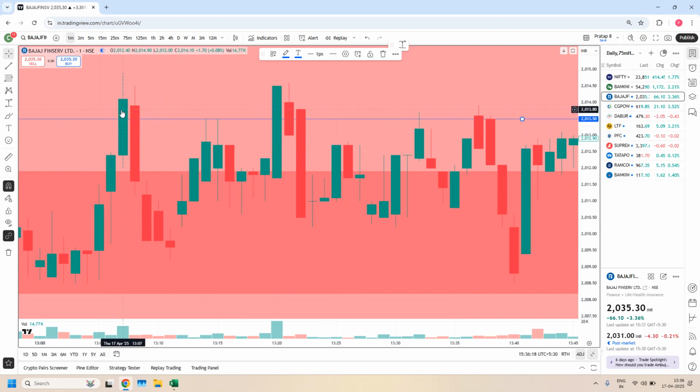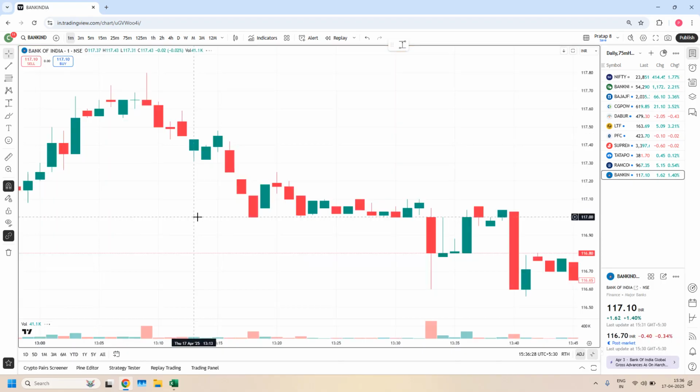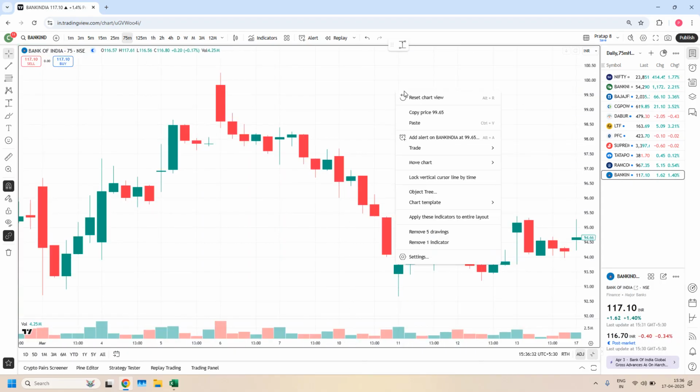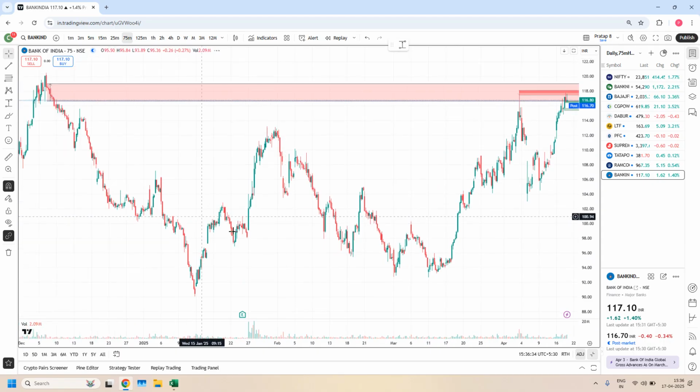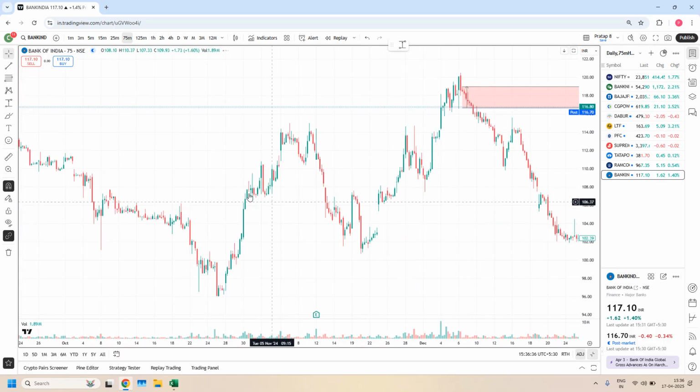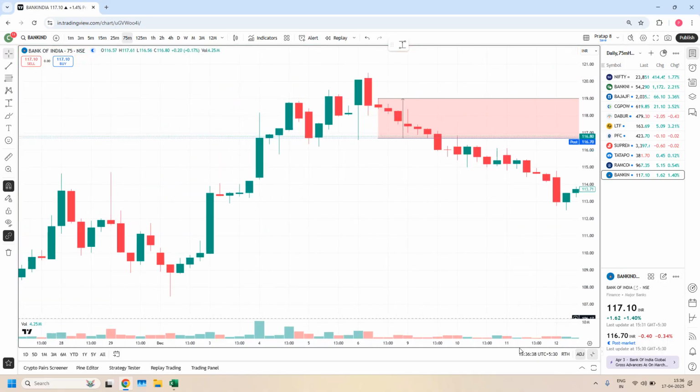Immediately after closing, the next minute after closing, that is 13:09, you got the trade, another trade. Which stock? Bank of India. Bank of India is a 75-minute zone identified by our software. How did our software identify this zone? So, a very tricky zone.